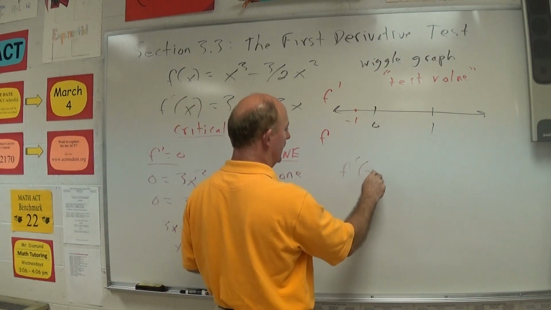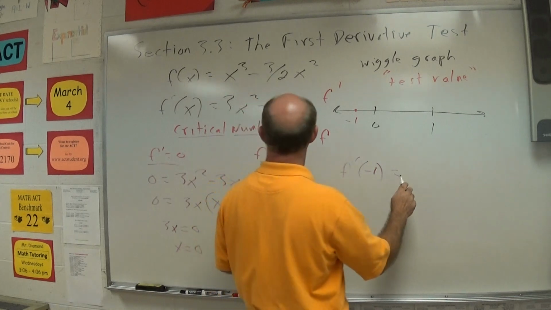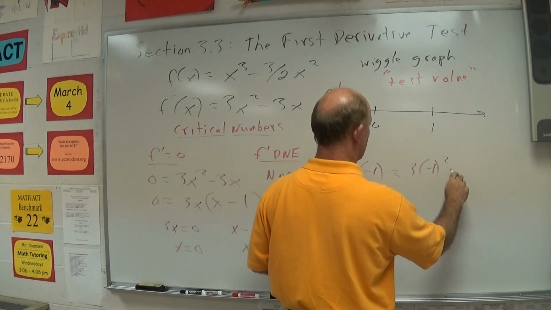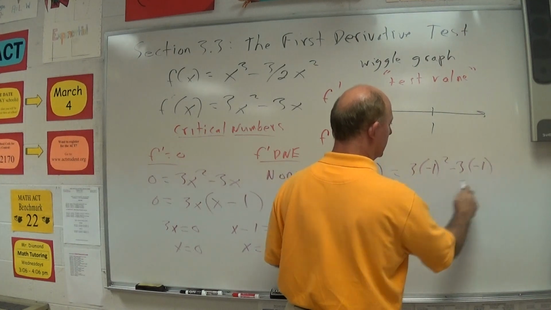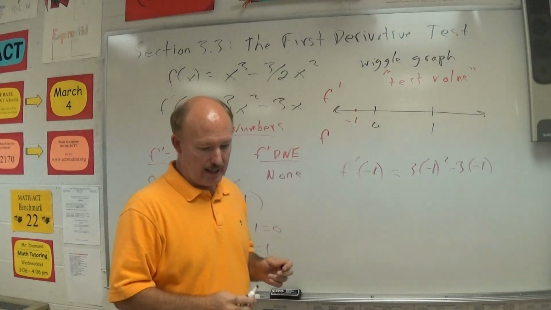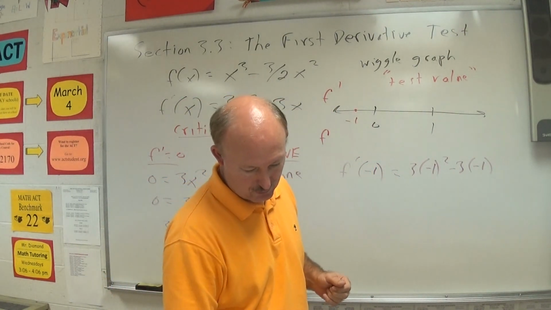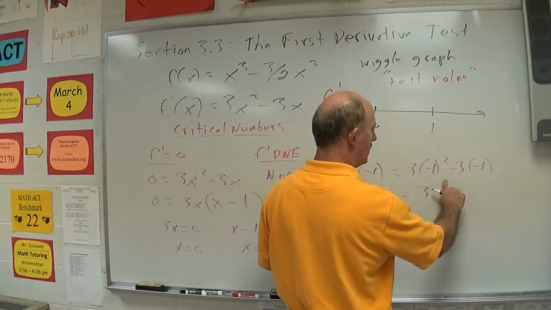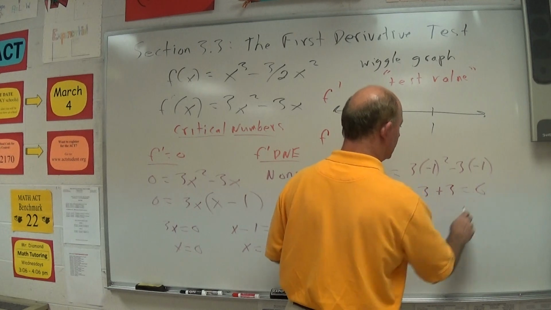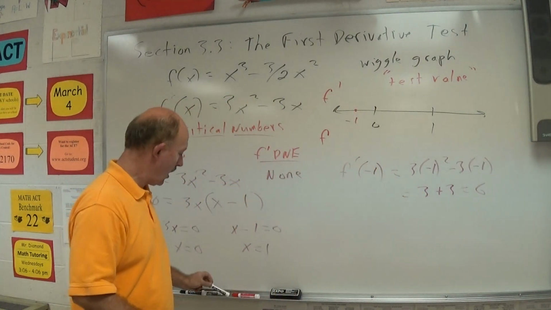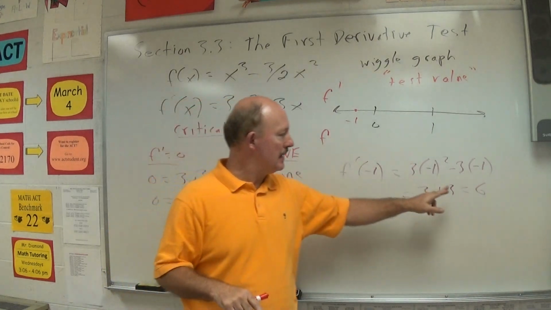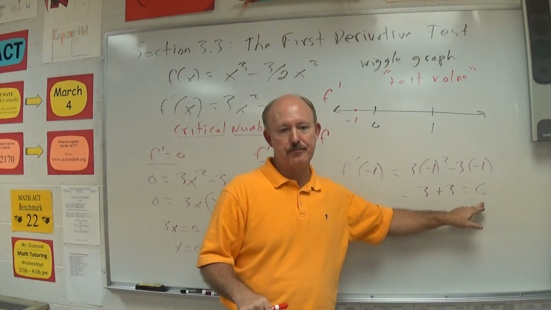The derivative at negative 1 would be 3 times negative 1 squared minus 3 times negative 1. Let's see what we get as we check this derivative. Negative 1 squared is 1, times 3 is 3, minus negative 3 would be plus 3, is 6. So at negative 1, the derivative is positive 6.